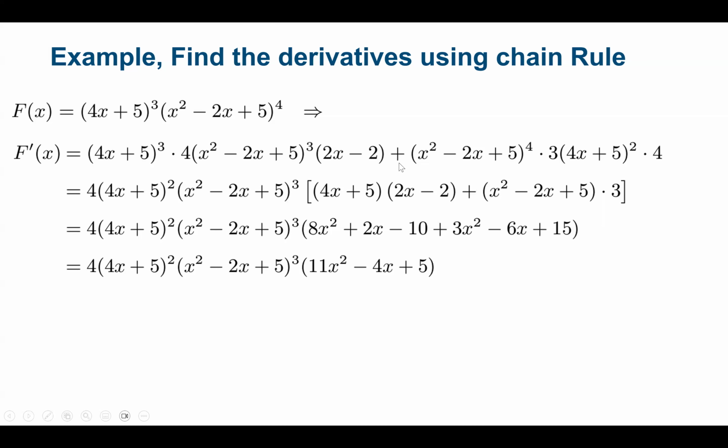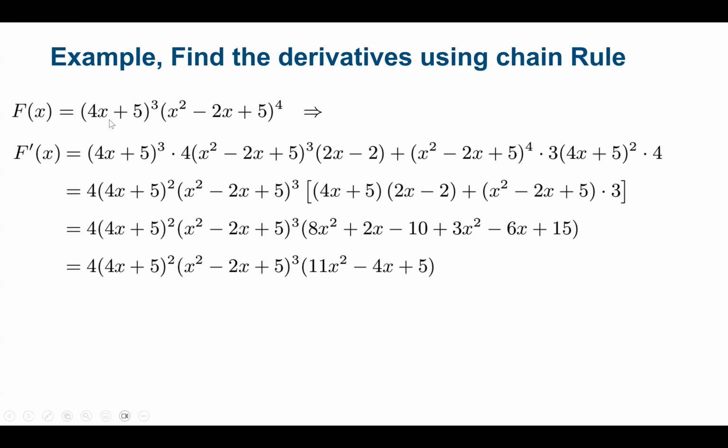Plus, this is a product rule. So plus, we find the derivative of x squared minus 2x plus 5. Now we have to use the derivative of (4x plus 5) to the power 3, which will give us 3 times (4x plus 5) to the power 2, which is 3 minus 1, times the derivative of 4x plus 5 using the chain rule.